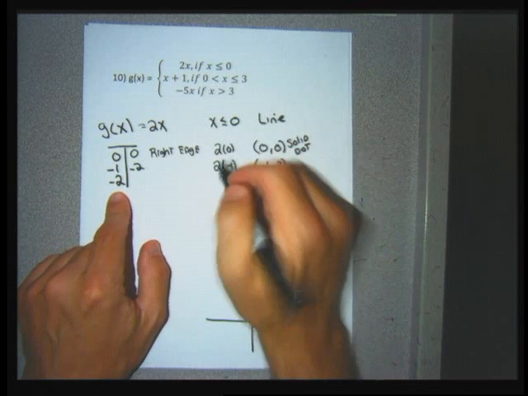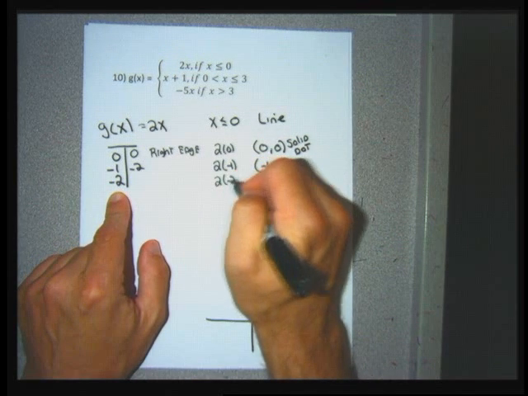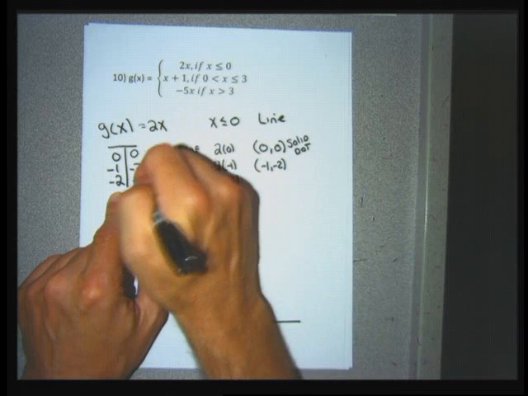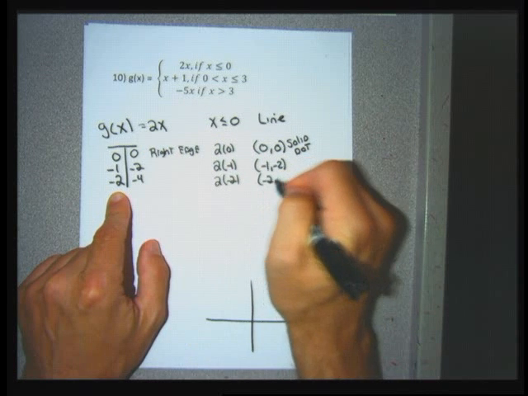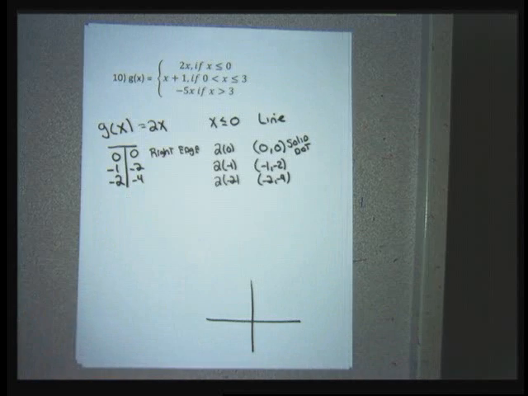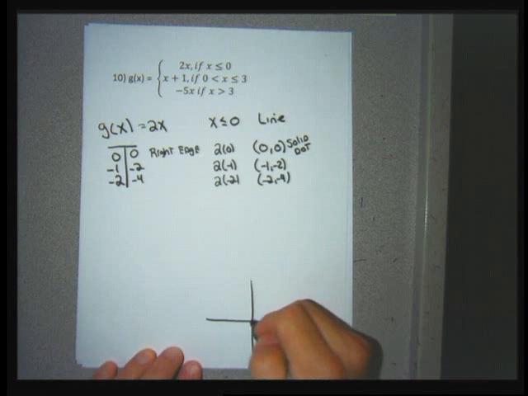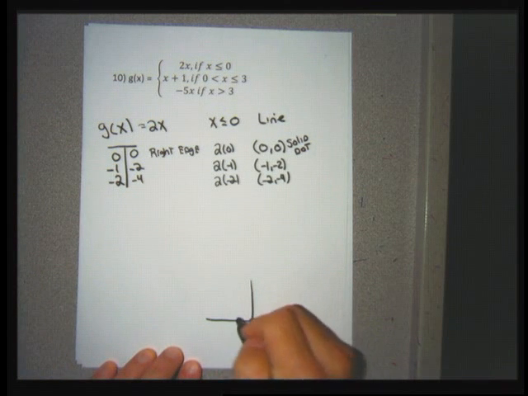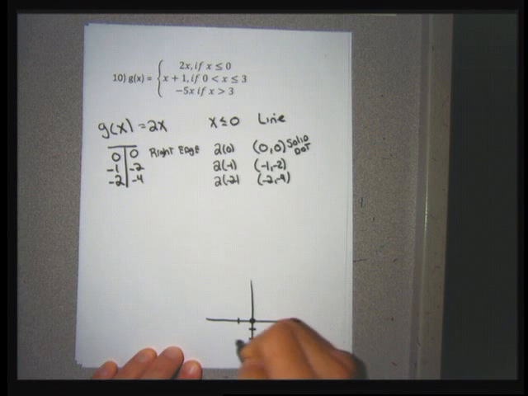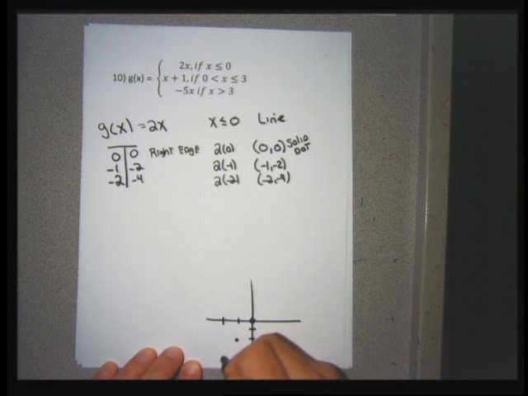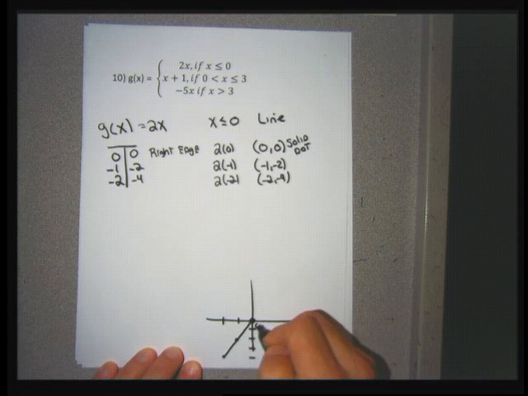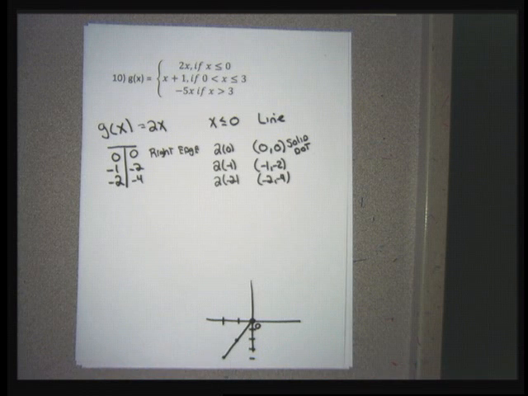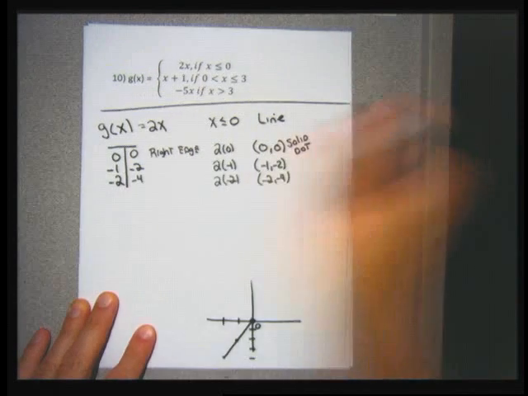And the last point that I'm going to plot to finish up the line, I get by plugging -2 in for this x, and that'll give me -4. And that's going to be -2, -4. So the top piece is going to look like this. I have the point 0, 0, the point -1, -2, the point -2, -4. It's a line, and the line stops at 0. That's the right edge of the graph. Done with the top piece.